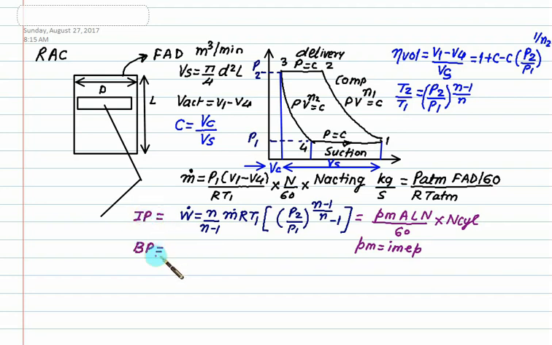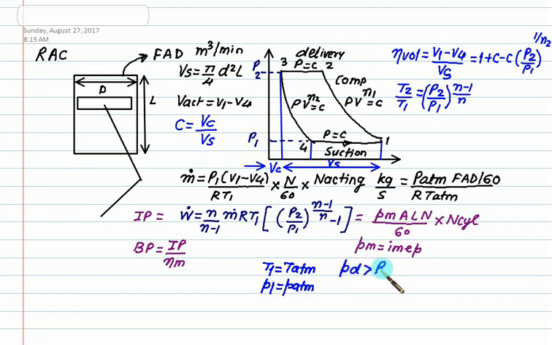Secondly, we have brake power, which is more than in the case of an engine because the compressor is driven by an electric motor. Therefore, BP is defined as IP divided by mechanical efficiency, which is the transmission efficiency of the given drive. T1 is normally taken as T atmospheric unless mentioned, and P1 is taken as P atmospheric. So these are the default conditions in any numerical if it is not given.